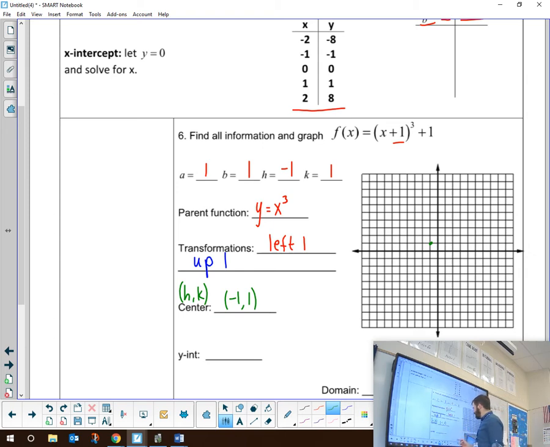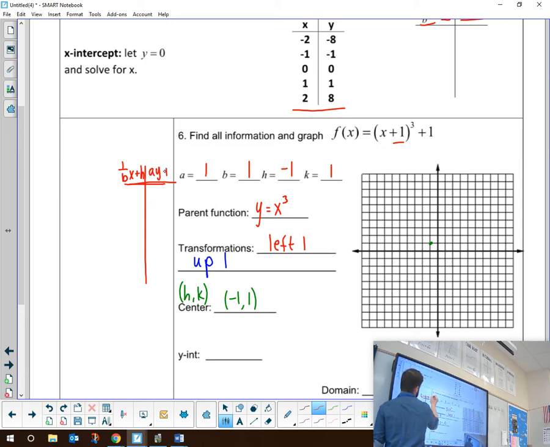So let's go ahead and write out our new points. Our new points are going to be 1 over b times x plus h, and a times y plus k. So we start off with our parent points, and we go from there. My center, I know, is at -1, 1. And that makes sense because I have a point at 0 here, and my h is -1.